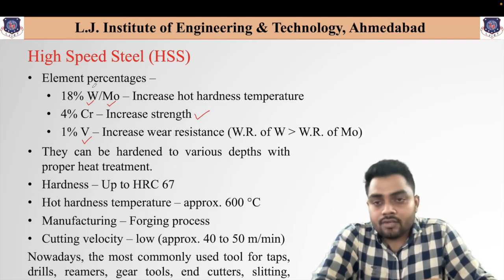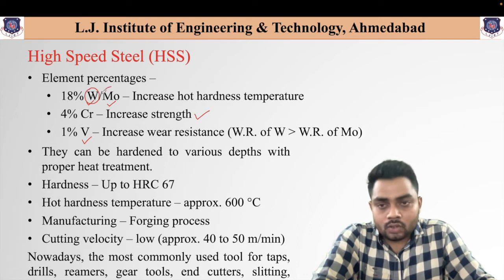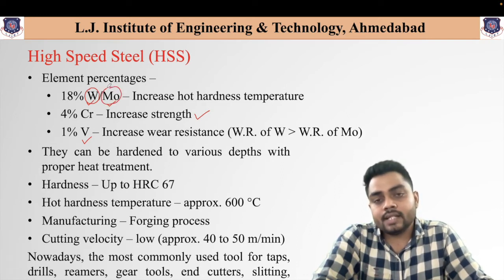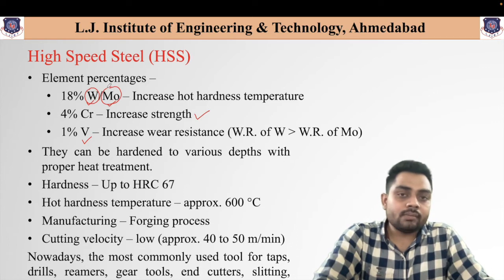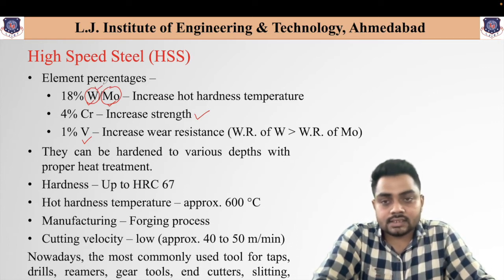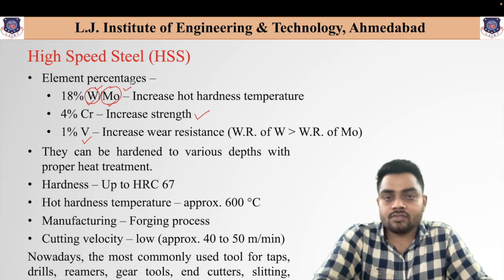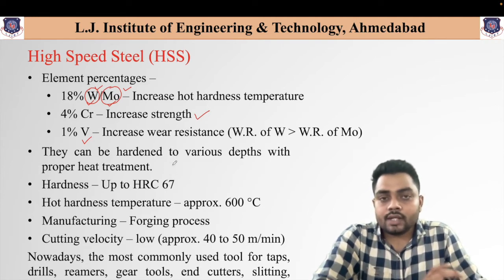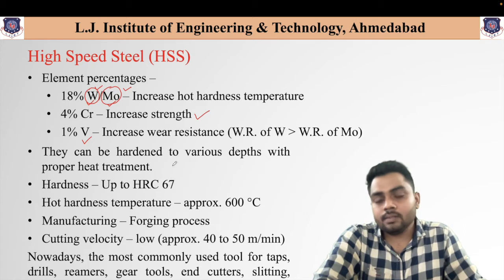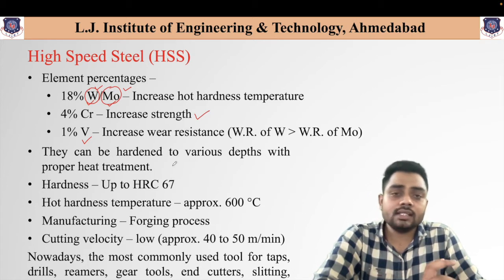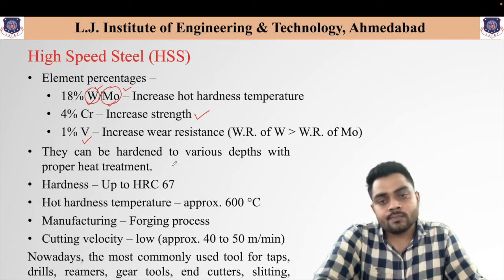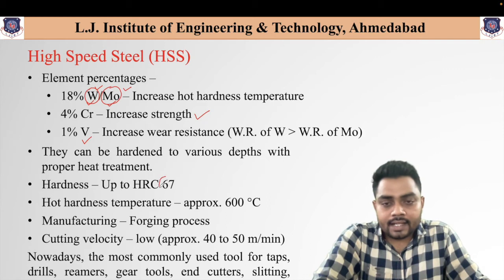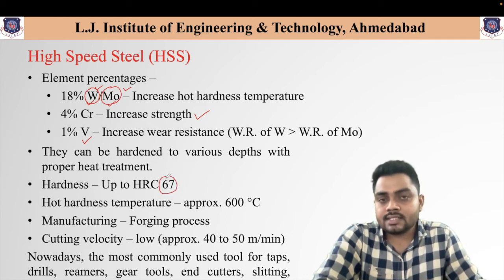Whether 18% tungsten or 18% molybdenum is added depends on the requirement, because the wear resistance of tungsten is greater than the wear resistance of molybdenum. So based on the requirement, tungsten or molybdenum is added in this tool. Now this tool can also be hardened to various depths using different heat treatment processes. What heat treatment is and what the different heat treatment processes are, you will understand in your further semesters. Its hardness is higher than the high carbon steel, approximately 67.